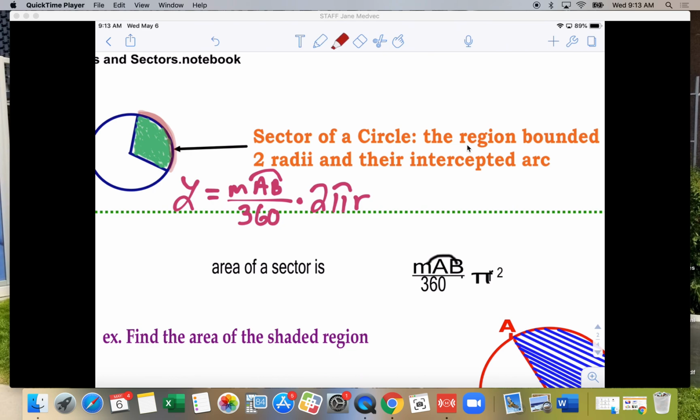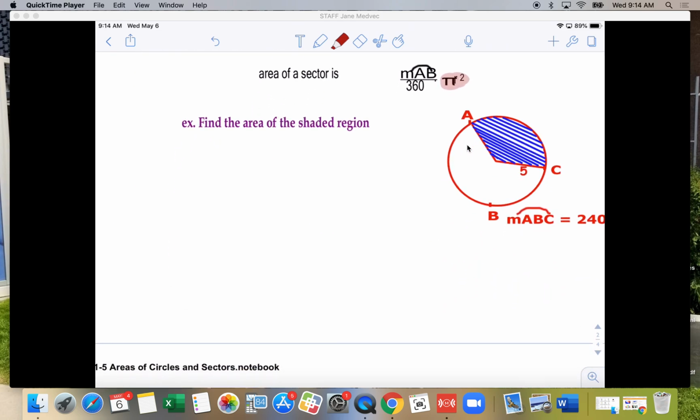But what makes this different is this was the length, and you're going to notice what you're essentially taking is a fraction of the circumference. Here what you're doing is you're taking a fraction of the area. So that's what makes it a little bit different. So let's go ahead and use this new formula. It says find the area of the shaded regions.